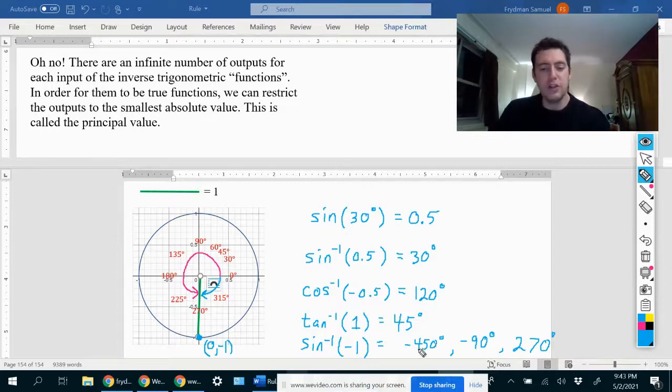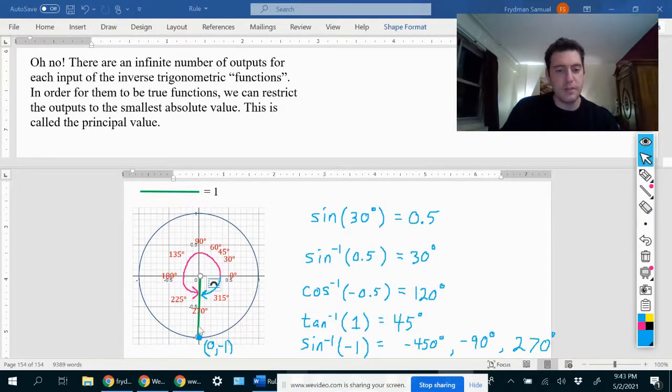The absolute value of negative 450 is 450. The absolute value of negative 90 is 90. The absolute value of 270 is 270. So the number that I've written here that has the smallest absolute value is actually negative 90. And that is the principal value here. There's no other angle measure whose sine is negative 1 that has a smaller absolute value than negative 90.